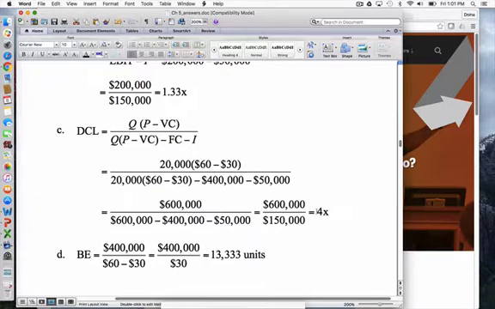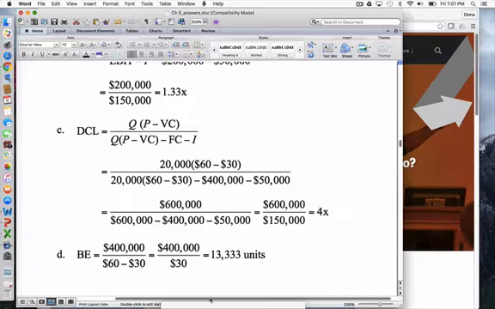So what's the interpretation of this number? Well, degree of combined leverage shows the relationship between sales and earnings per share. So 1% increase in sales will increase my earnings per share by 4%. That was the leverage application, and now let's calculate break-even point in units for this business.